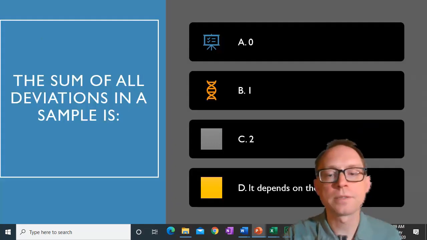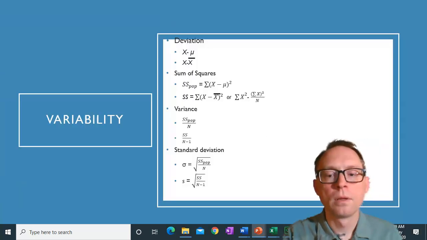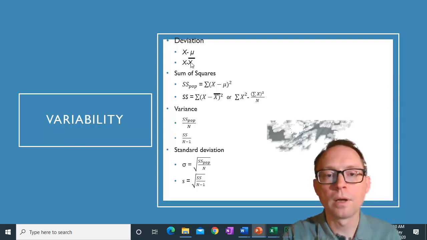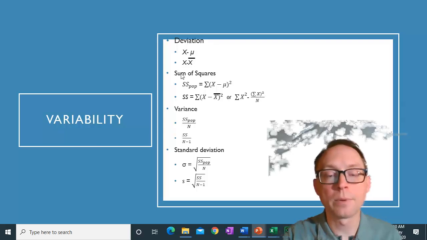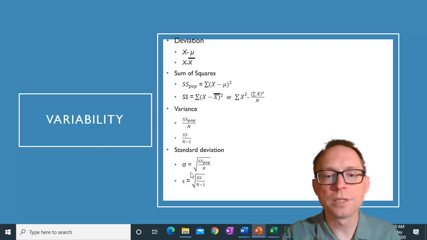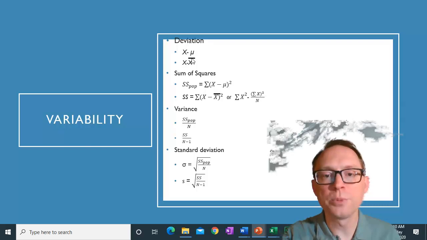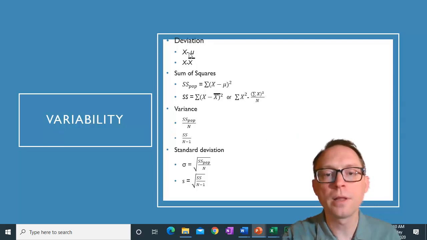Back to the slides. Come back. There it is. The deviation, you remember, was x minus the mean. So x minus mu for the population, x minus x bar for the sample. The sum of squares, we'll get to these in part 2, variance and standard deviation. That's coming up in part 2. The sum of squares is just the sum. Look, x minus mu up there. X minus mu is the deviation.